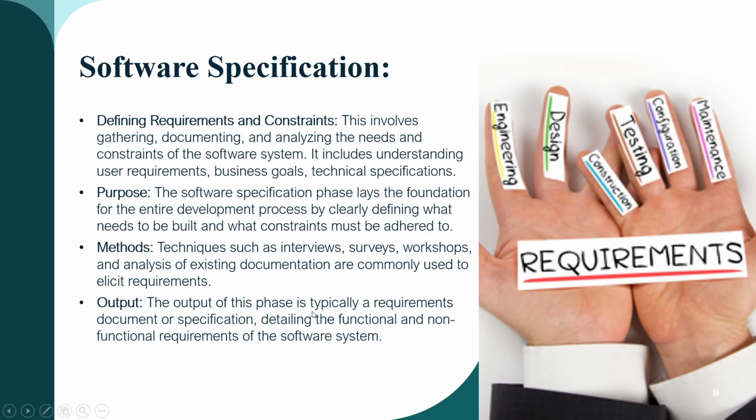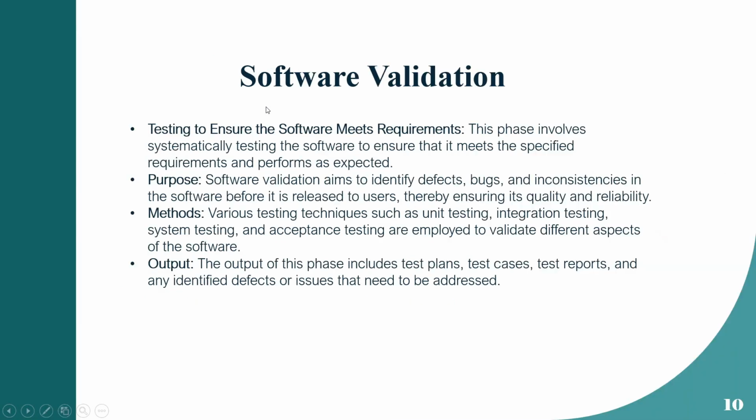The output of this phase is typically a requirements document or specifications detailing the functional and non-functional requirements of the software system. Software validation. We are first testing to ensure the software meets requirements. This phase involves systematically testing the software to ensure that it meets the specified requirements and performs as expected.